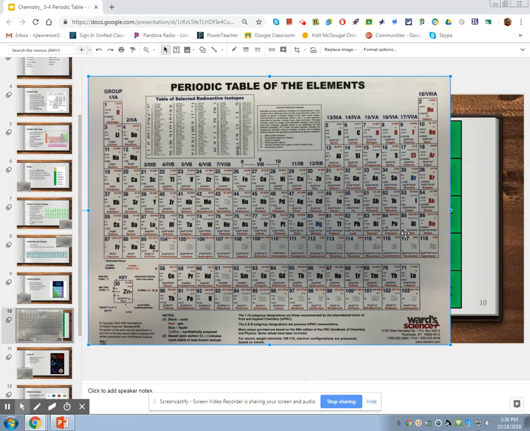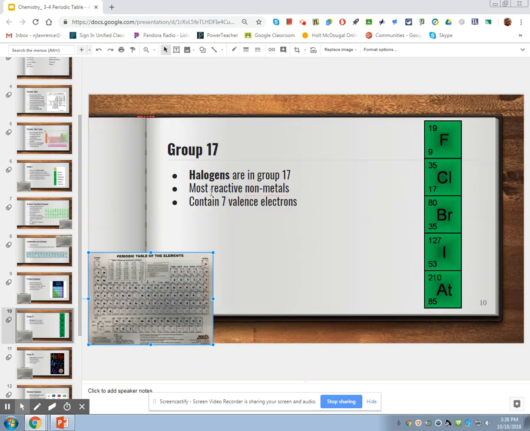So since these guys naturally have 7, they're going to be super reactive, on the hunt, looking for an extra electron to steal so that they can have a full octet. And when they steal that extra electron, these guys will form a negative charge. So again, these are the most reactive nonmetals. They all contain 7 valence electrons.